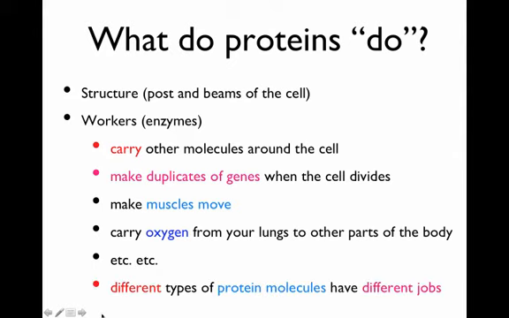So one of the punchlines I want you to come away from this slide with is this: different types of protein molecules have different jobs. So there are certain types that do one job. Hemoglobin is one kind of protein. It does this. There's a different type of protein molecule that helps muscles move, etc., etc., etc.